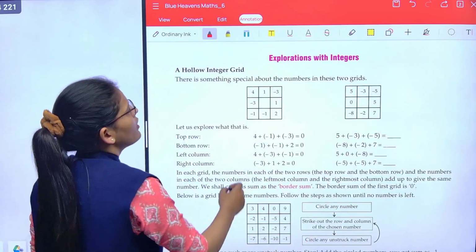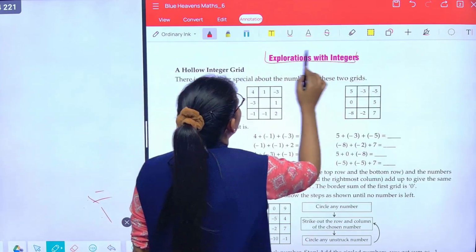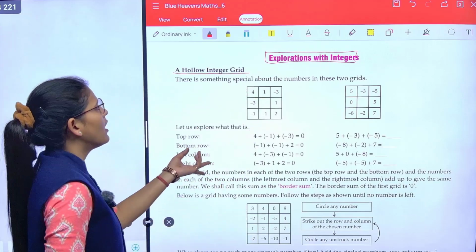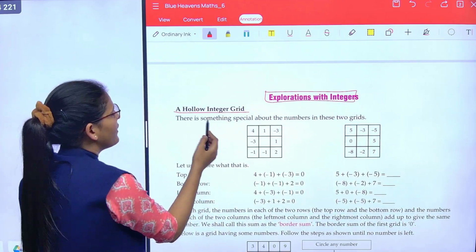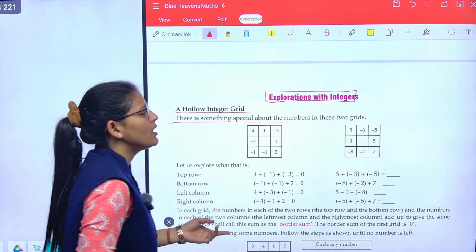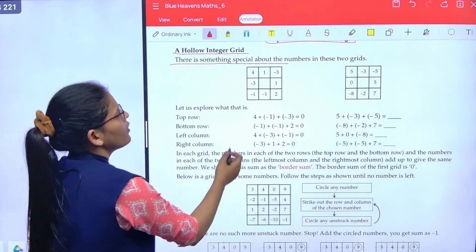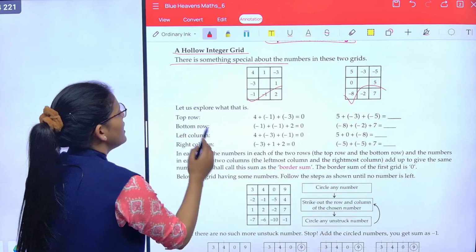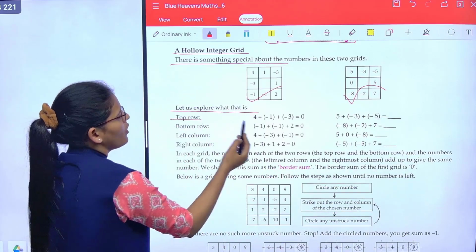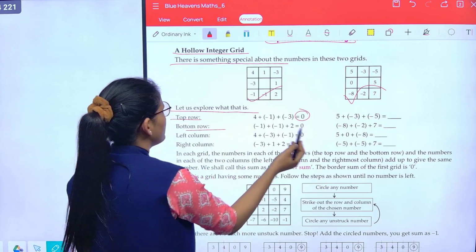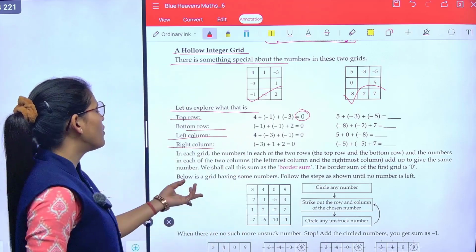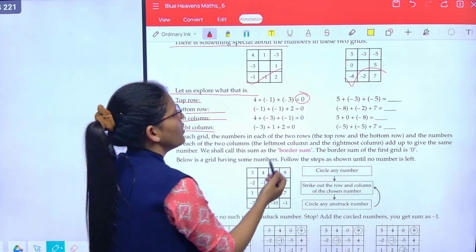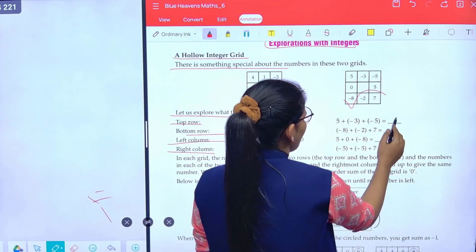Now class, come on. Explorations with integers. Hollow integers grid. There is something special about the numbers in these two grids. Now class, you can see here, this is grid number 1, grid number 2. Let's explore what it is. Top row plus 0, bottom row 0, left column and right column again 0.